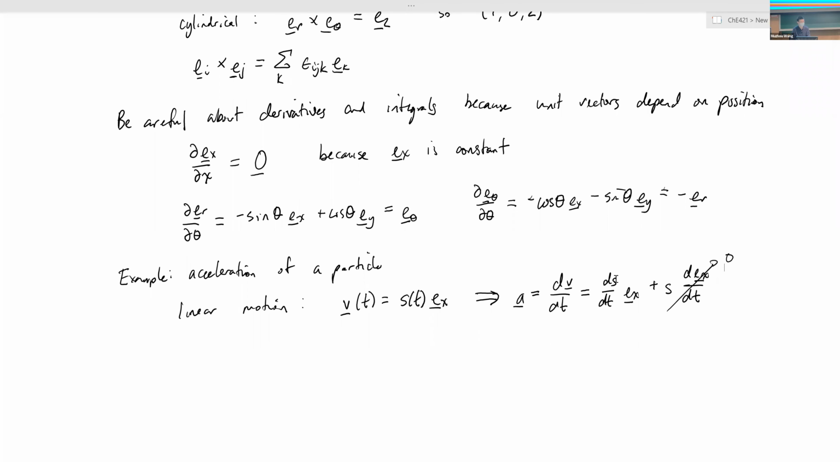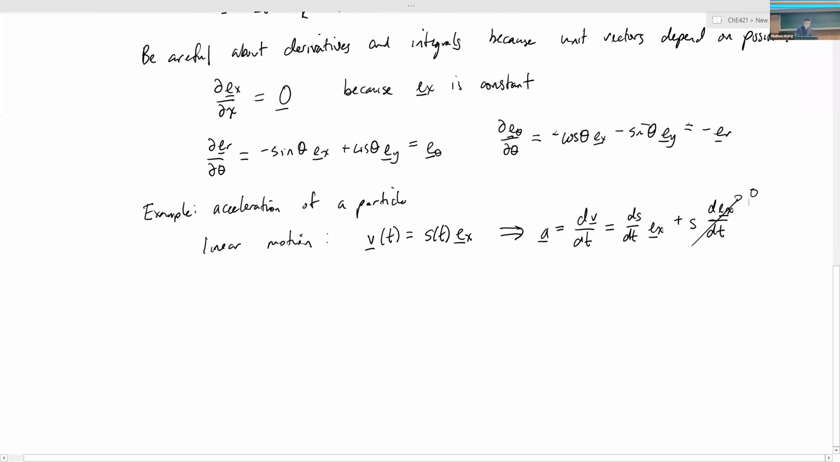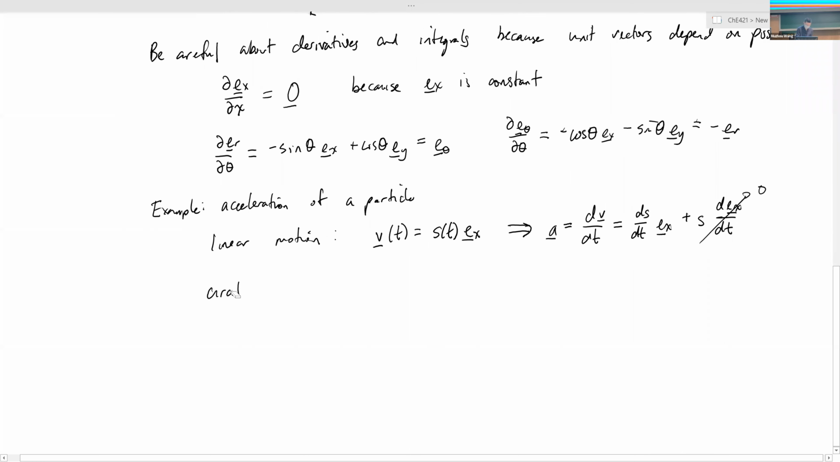Does this kind of make sense to you guys? Nod your head if this makes sense, shake your head if it doesn't. Makes a lot of sense, right? I'm telling you guys something that you already know. Now, what if instead the particle is moving circularly? Circular motion.